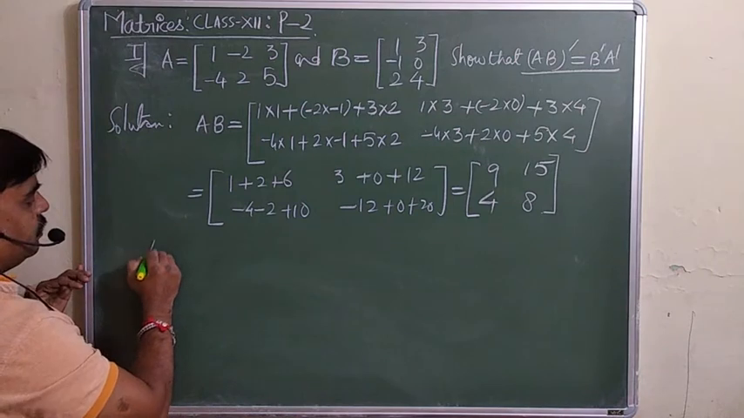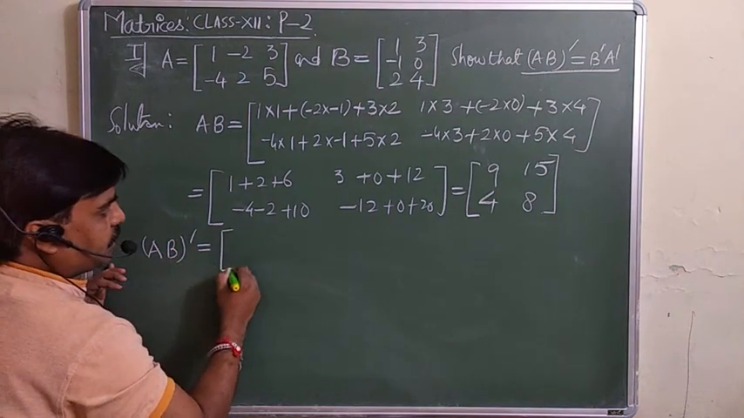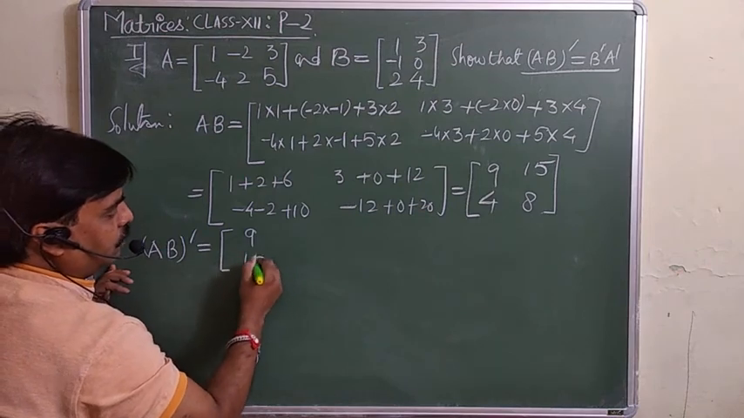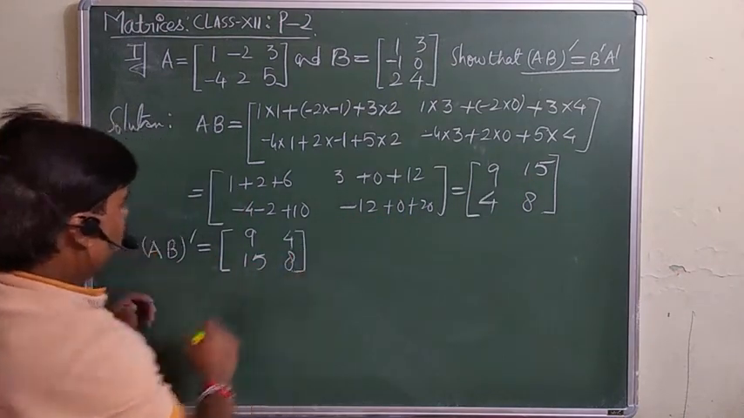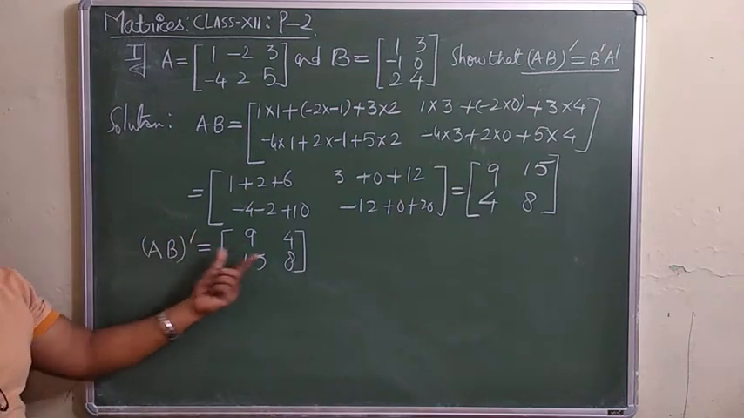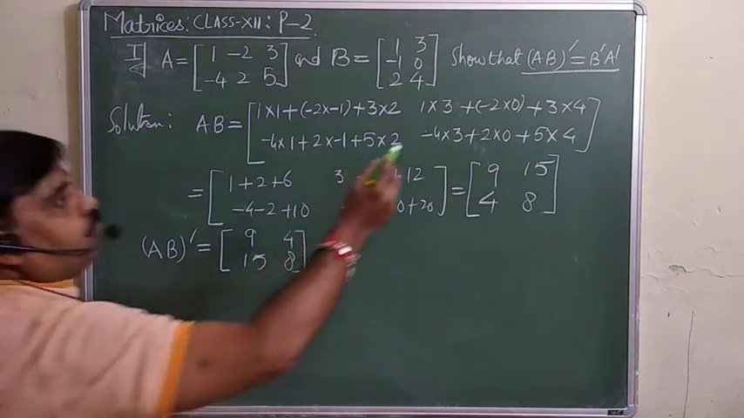Now if we take the AB transpose, so your AB transpose becomes 9, 15, because rows will change into columns and columns will change into rows. So this is your AB transpose. Row will change into the column and column will change into the rows. Now we must check for this one.